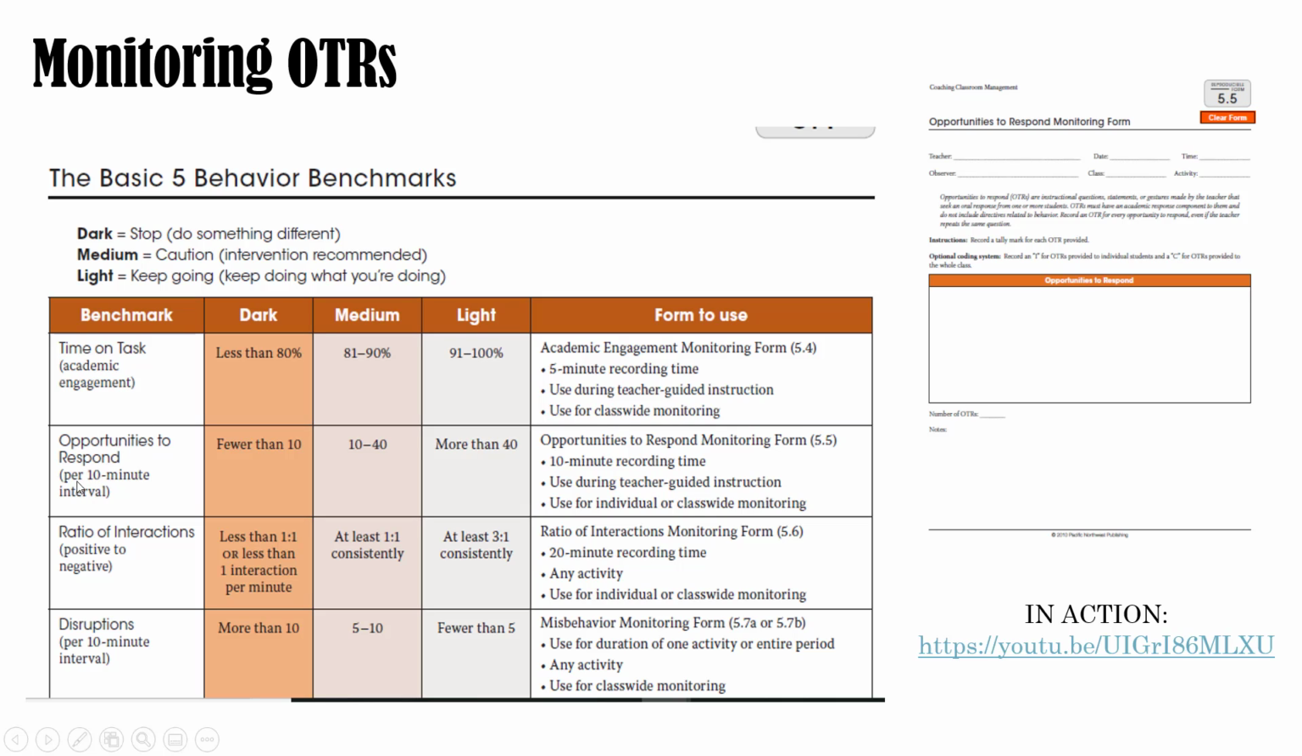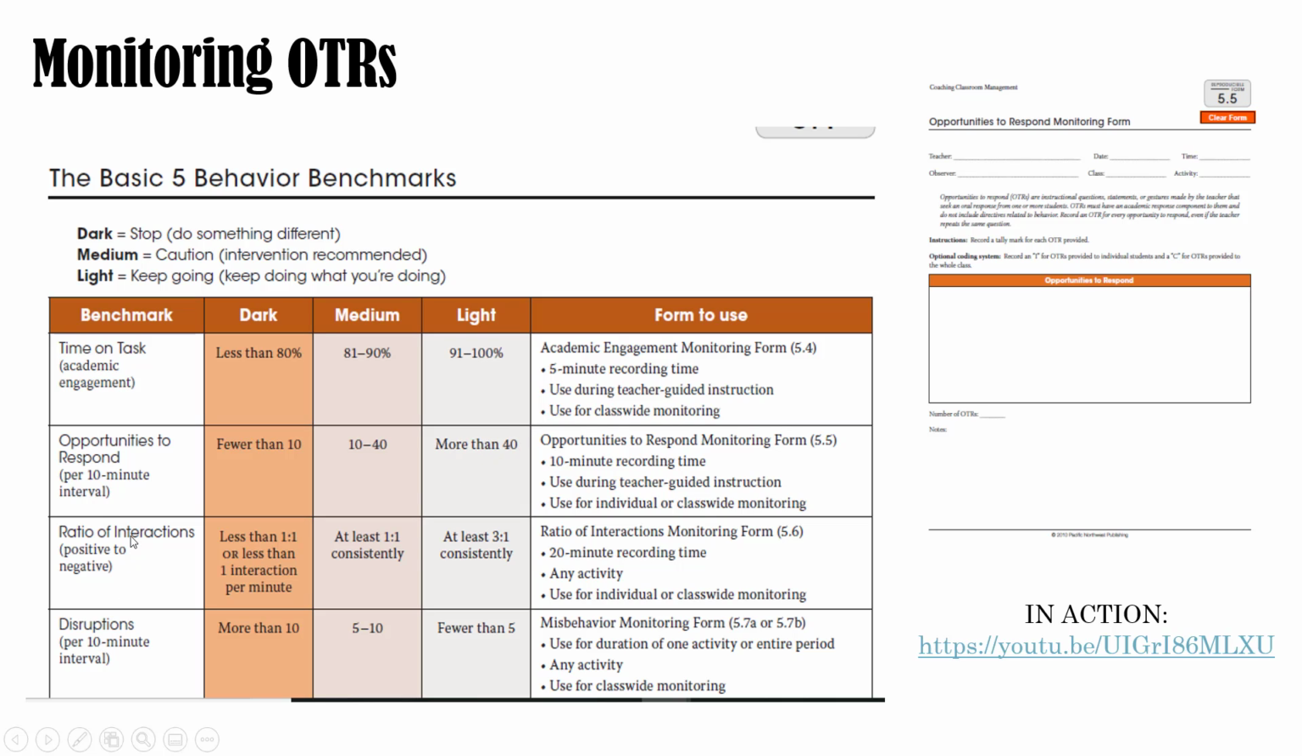Opportunities to respond. If the kid responds fewer than 10 times, then you need to do something or change up your opportunities to respond. If he responds 10 to 40 times, you're cautionary. More than 40, you're good.